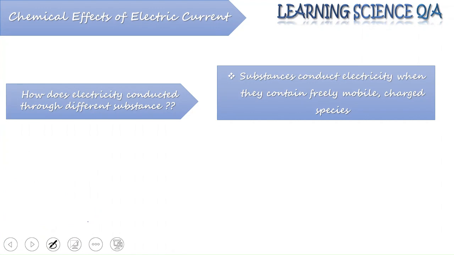Any substance can conduct electricity when they contain freely mobile charged species. That means some free mobile charged particles must be present within the substance. If they are present, they can move freely and in turn can conduct electricity.